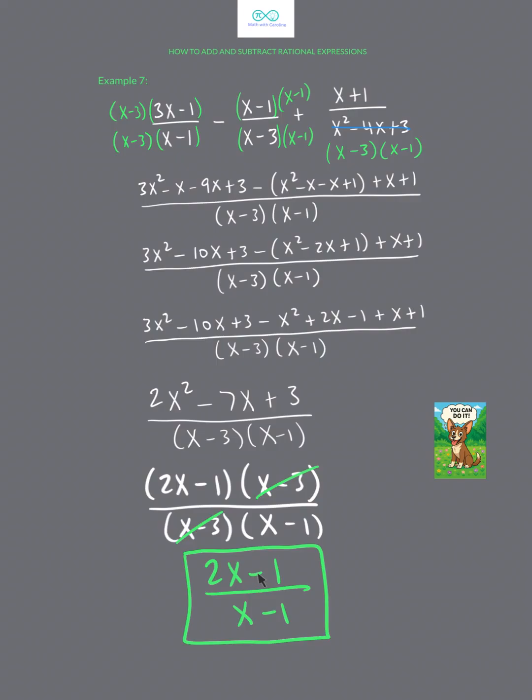Since this is subtracted, this needs to stay together. This is subtracted, so this needs to stay together because this is a grouping symbol. So we cannot cancel these out. So this is our final answer.